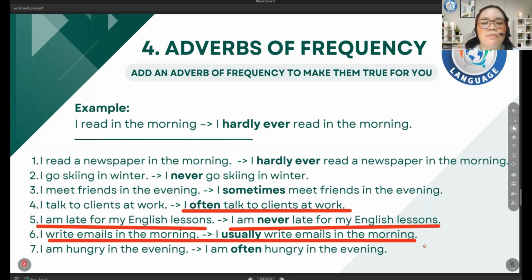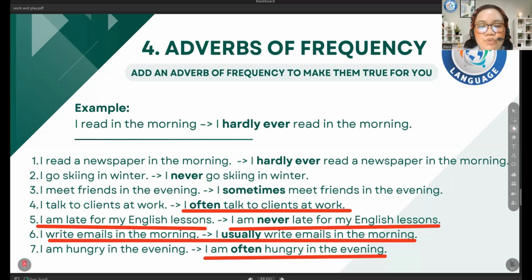Next, number seven, I am hungry in the evening. I am often hungry in the evening. Okay, here is a quick tip. If you want to have a quality sleep, they say that you should eat 2 to 4 hours before sleep. But I think the ideal one is for hours before going to bed. But in order to have precise information, you can check some reliable sources. But I read it in a book. Yes, it is a self-help book.